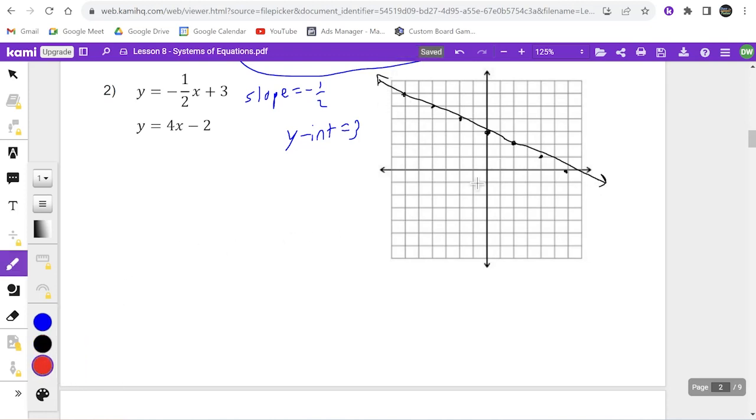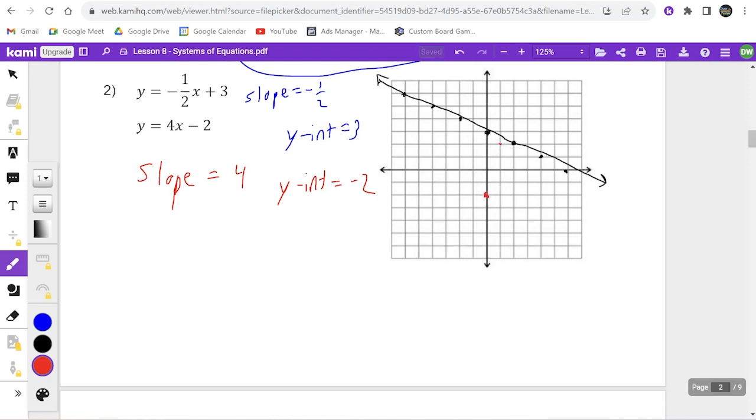And then for the second one, it's 4x minus 2. I just remembered when I did this example, it's not a whole number. So I apologize if that caused any confusion. But it doesn't matter. It doesn't have to be a whole number. It doesn't have to be on the grid. Basically, with the slope of 4 and starting at negative 2, you get there.